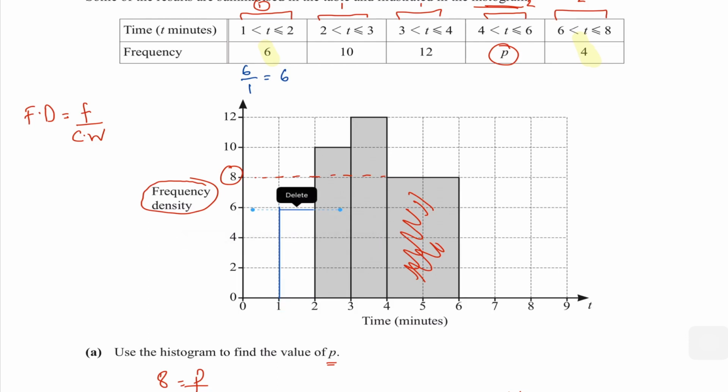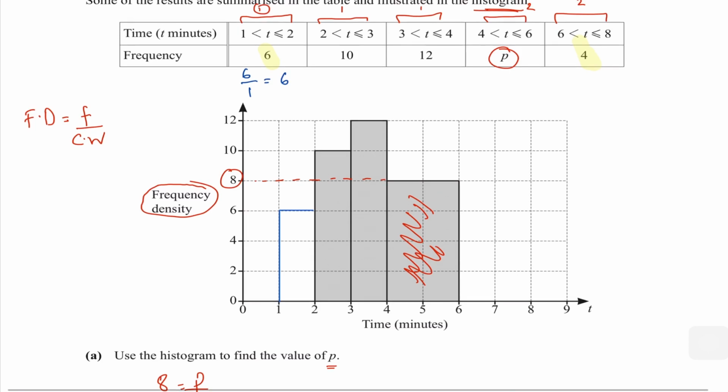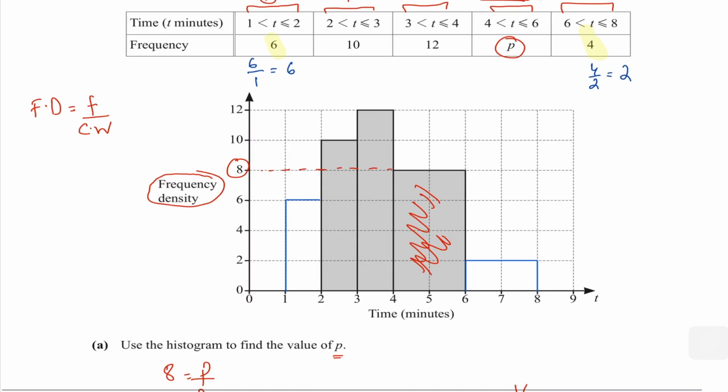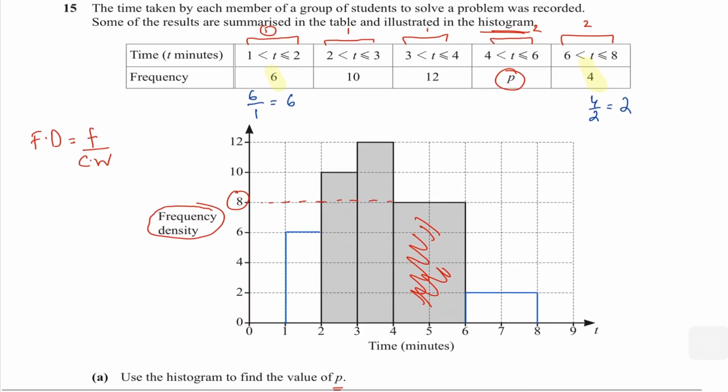Let's do this again. For the next one, 6 to 8, to calculate the frequency density, we take 4 and divide by 2, so that's going to be equal to 2. So for 6 to 8, we're going to take it up to 2. Okay, so here we go. And here we go. Now we have completed this question. We have completed the histogram, and we have calculated the value of P.